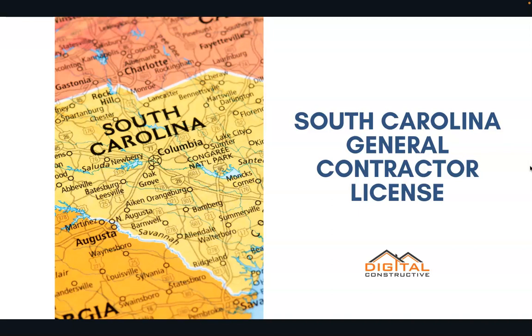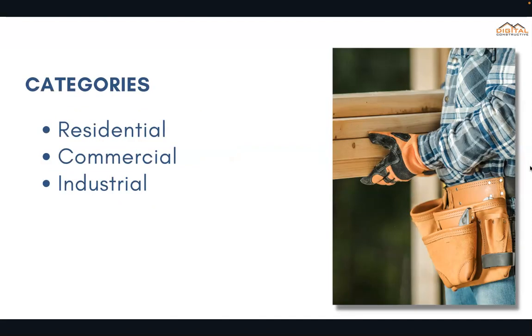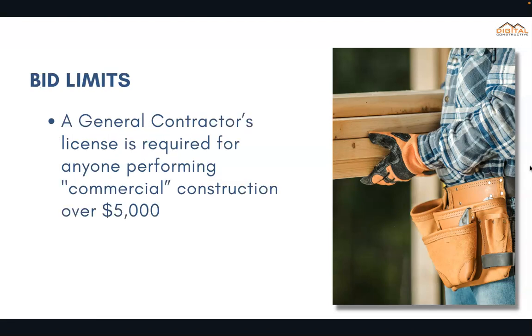In this video we're going to be taking a quick look at the South Carolina General Contractor's License. General contractors in South Carolina are overseen by the Department of Labor Licensing and Regulation. Within the state, there are three separate categories: residential, commercial, and industrial. The Department of Labor Licensing and Regulation oversees only commercial and industrial. Residential is covered by a separate agency, which we'll look at in a different video.